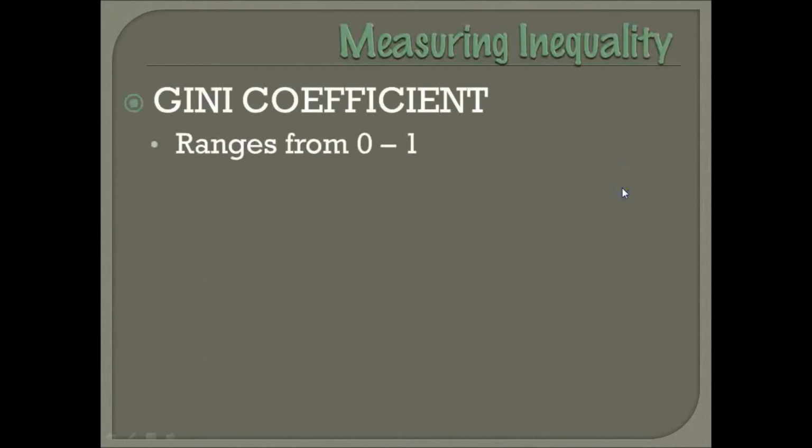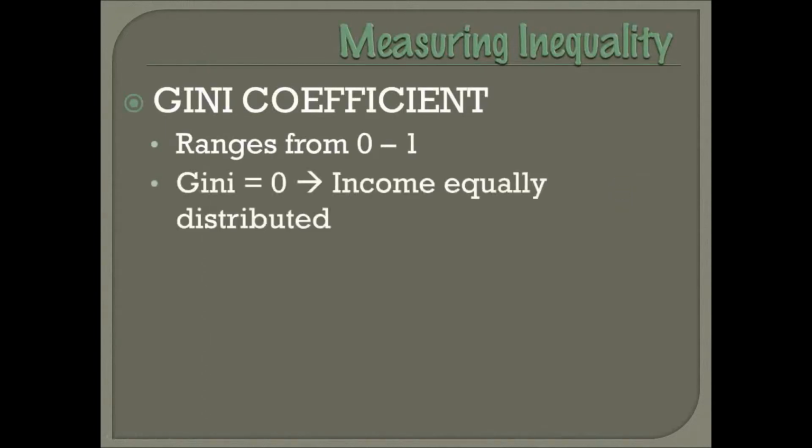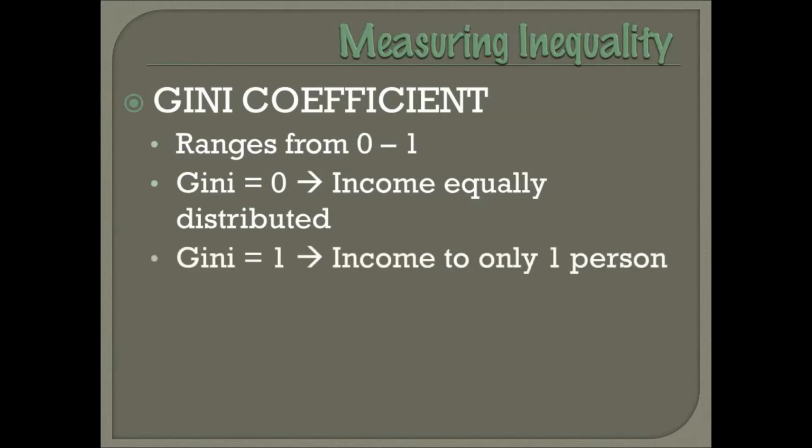And that Gini coefficient ranges from 0 to 1. If it's a 0, it means that income is equally distributed to everybody, and so it is perfectly along that 45-degree line you saw in the graph. And if it's a 1, it means that basically income is perfectly unequal, that one person holds all of the income and everyone else has nothing. And so all countries kind of fall in between those two extremes.